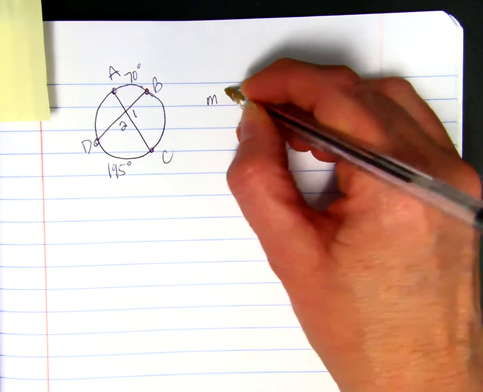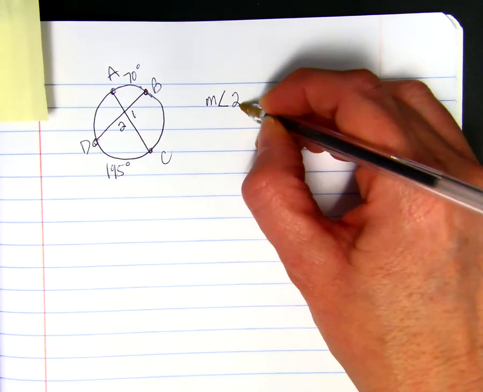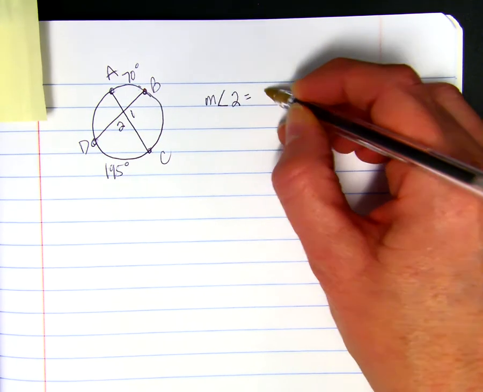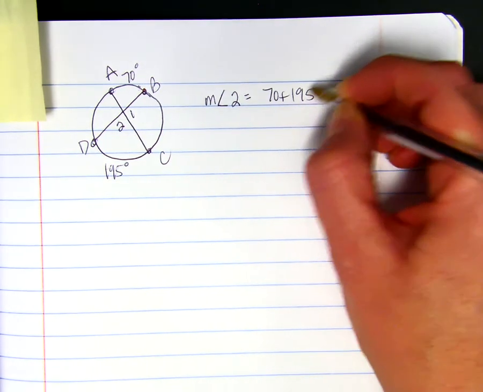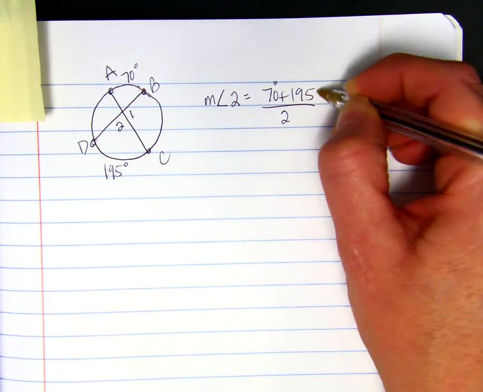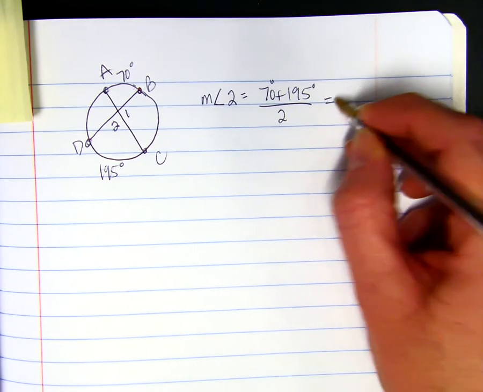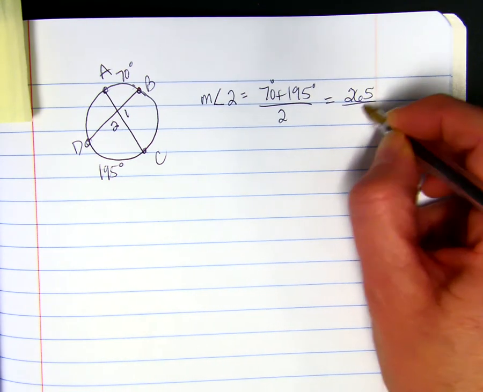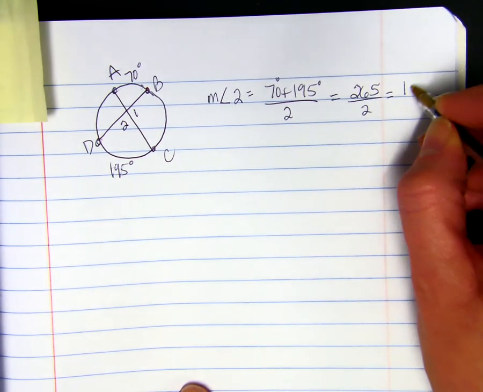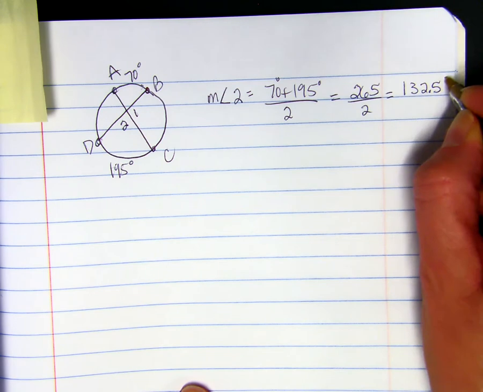So if I wanted to find the measure of these two angles, the measure of angle 2 equals 1/2 of 70 plus 195. So when you add those together, you get 265 divided by 2, which equals 132.5 degrees.